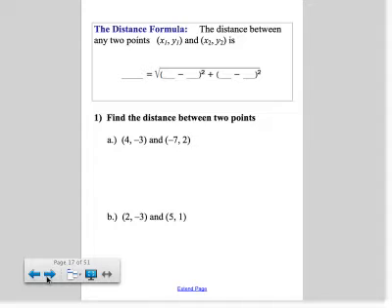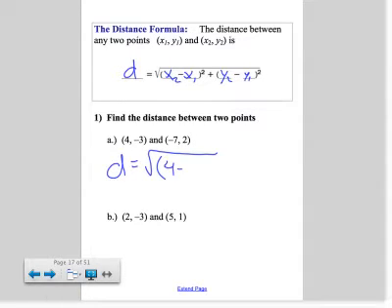Okay, the distance between any 2 points, x1, y1, and x2, y2, is d equals the square root of x2 minus x1 quantity squared plus y2 minus y1 quantity squared. Really the way to think about it is it's the square root and then subtract your x values and square them, subtract your y values and square them. So it says find the distance between the 2 points. D equals square root, subtract your x coordinates first, 4 minus negative 7 quantity squared, plus, now subtract your y values, negative 3 minus 2 quantity squared.